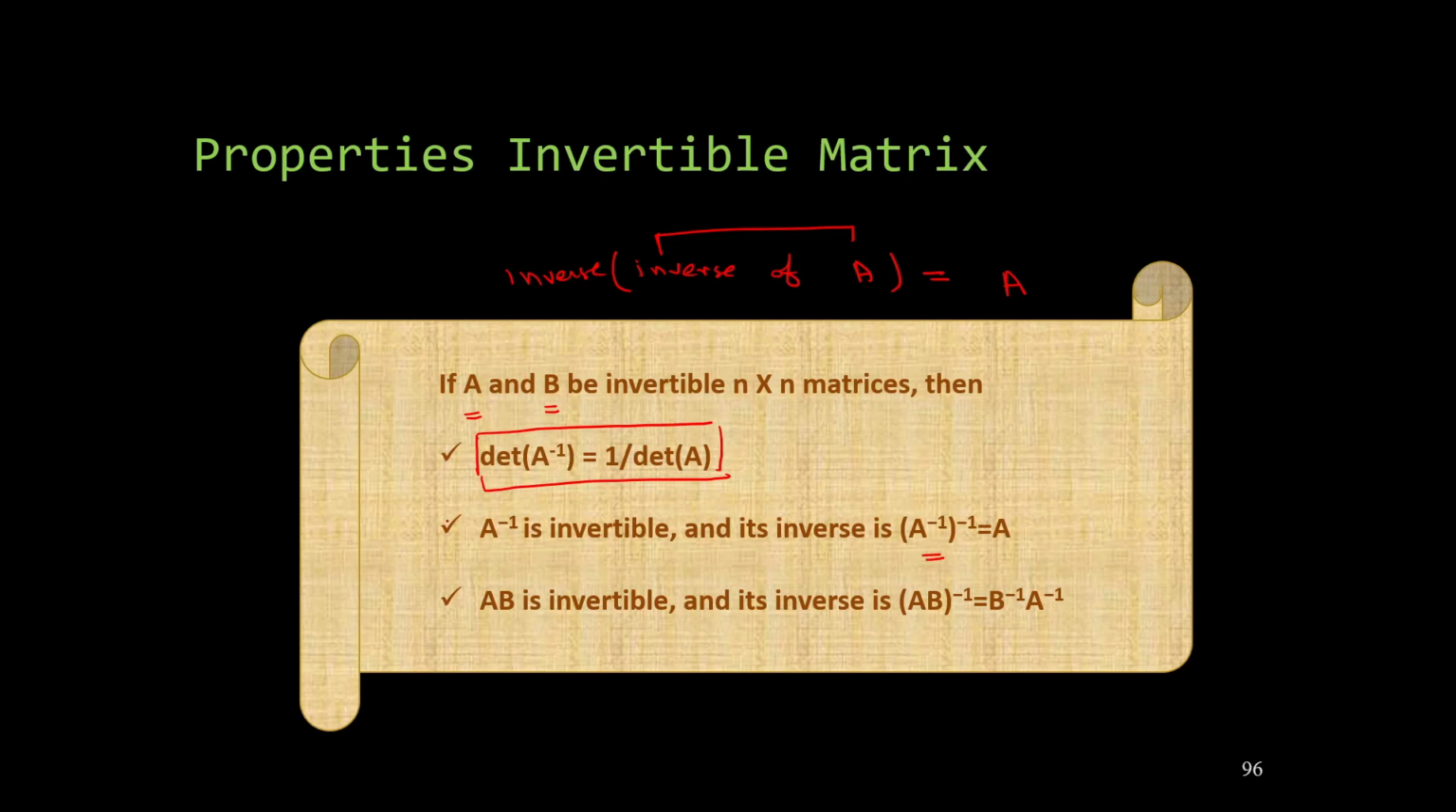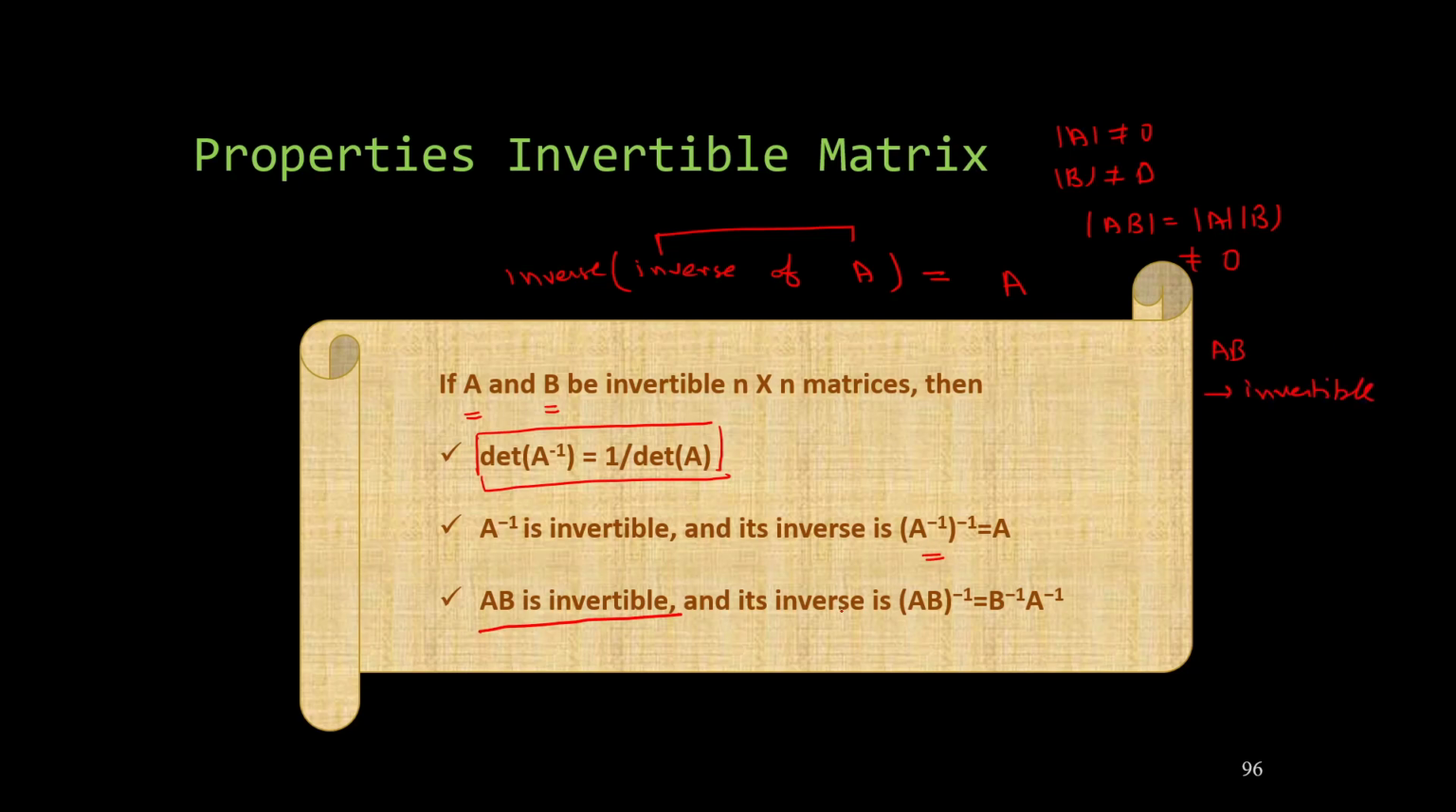Now, the product of A and B is invertible. So it means if A is an invertible matrix and B is an invertible matrix, then its product is also an invertible matrix. Because if A is invertible, it means the determinant of A is non-zero. If B is invertible, it means the determinant of B is non-zero. So we know that the determinant of AB is equal to the determinant of A into the determinant of B. This we have studied in the last tutorial. So this is also non-zero, and this is non-zero. It means the matrix AB is also invertible, right?